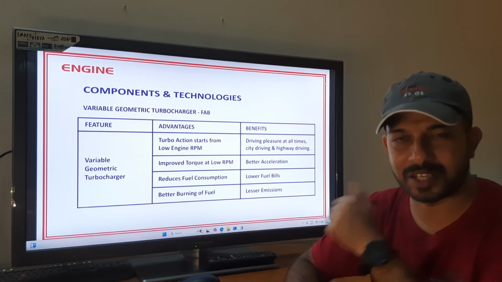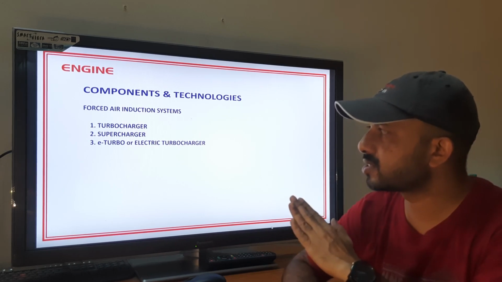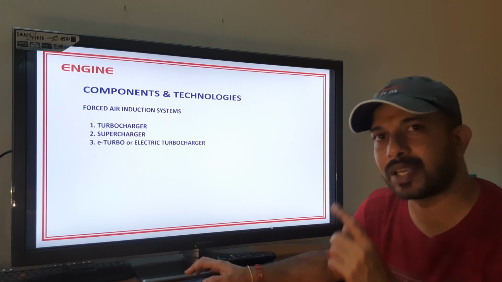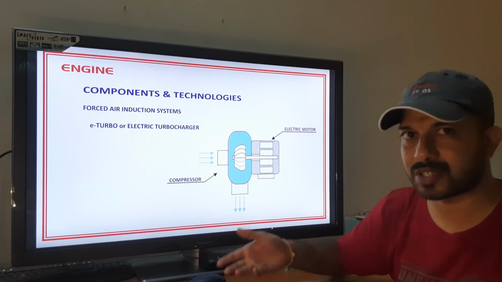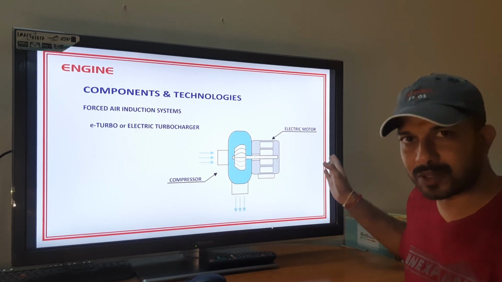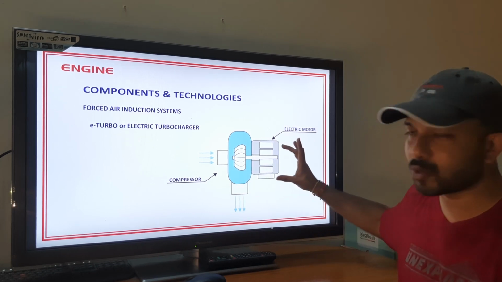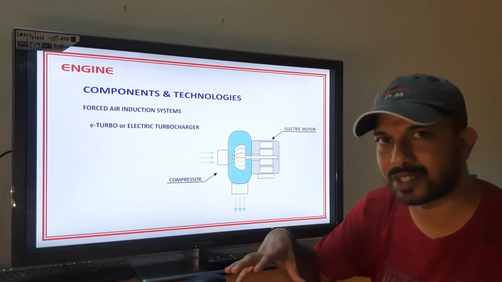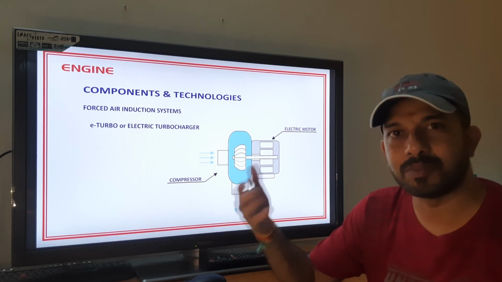Next, let me move forward. We have seen the turbocharger and supercharger. Then let's see the E-turbo, the electric turbocharger. This is the electric turbocharger. In the regular turbocharger, the exhaust gas is used to spin the turbo and then goes out. But here there is a compressor, and an electric motor is mounted to the compressor so that this runs the turbocharger. This electric turbocharger works by assisting the main turbocharger.